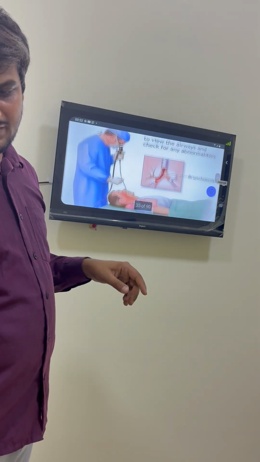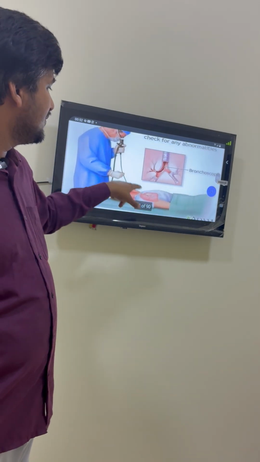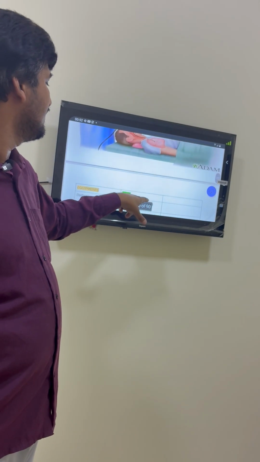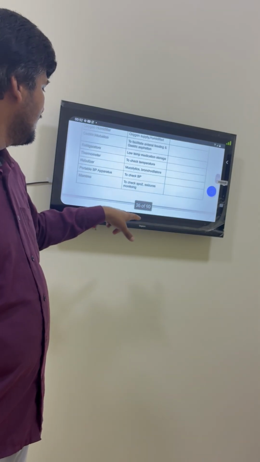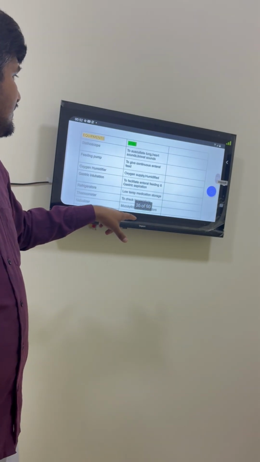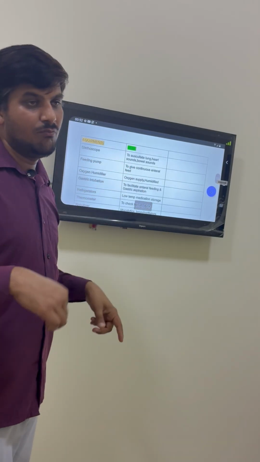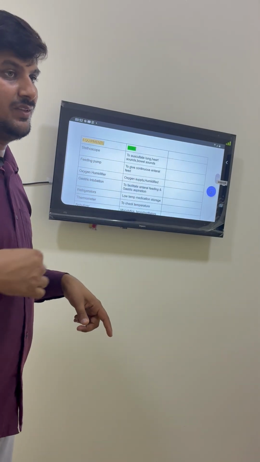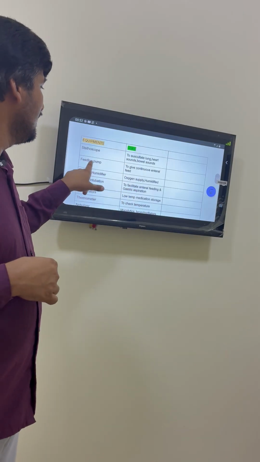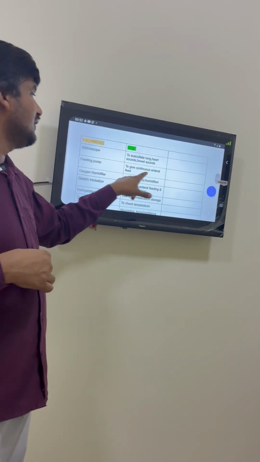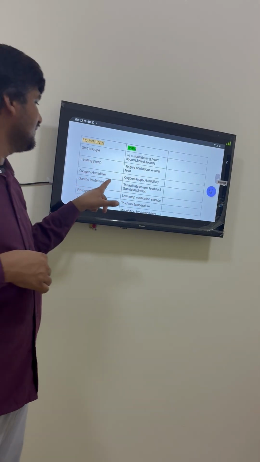Then see here, you can see the bronchoscope. The doctor is visualizing the lung parenchyma and all, you can see here. Then here, stethoscope, you can see here. Stethoscope is usually used for auscultating lung sounds, bowel sounds, and to confirm the ET tube, everything it will be useful. Then feeding pump to give continuous central feeding. The same feeding pump is useful.